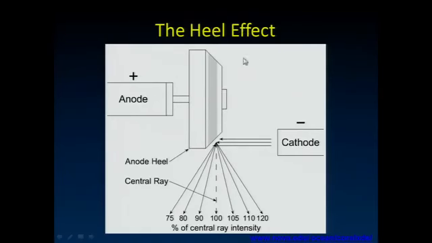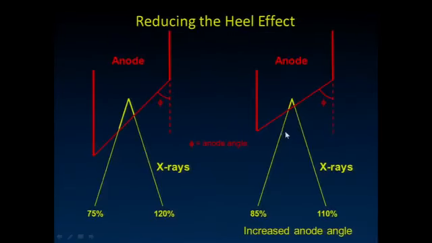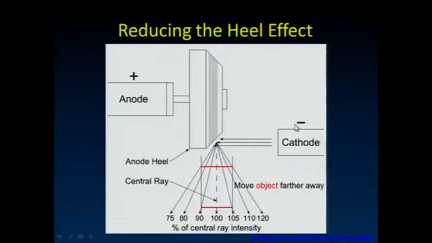The Heel effect I want to mention one more time. Remember we mentioned that the intensity of the beam is lower here, higher towards this side. With respect to the central ray, quite a bit of drop off. How can we eliminate or minimize that effect so that our image isn't brighter towards one side and denser towards the other side? Well, we've got a couple things. You can change your anode angle so that the variation across the X-ray beam is smaller. There's less variation across it by making this anode angle bigger.